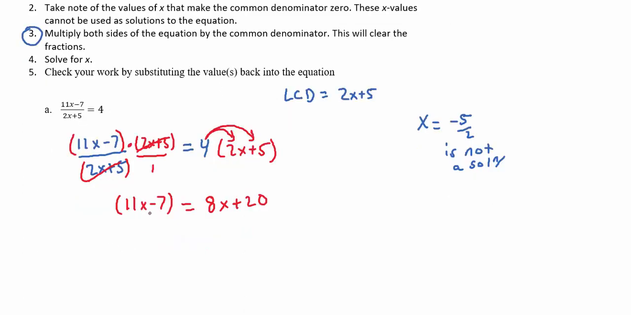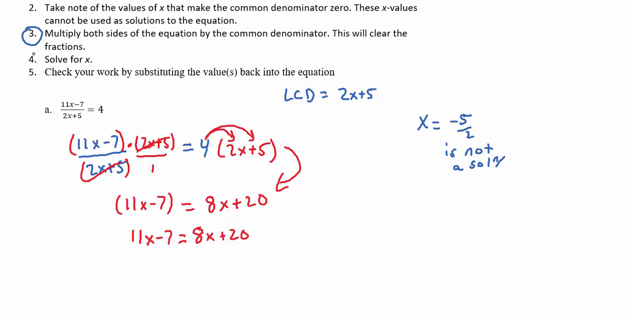There was really no need for these parentheses here. This is nothing more than 11x minus 7. Notice that when I multiplied both sides of the equation by the LCD here, everything had a denominator of 1. Or if you want, there's no more fraction, and that's why we call this clearing the fractions. As long as you multiply both sides of the equation by the LCD, which we did, it will clear the fractions, and now we have just a linear equation which you should be able to solve.